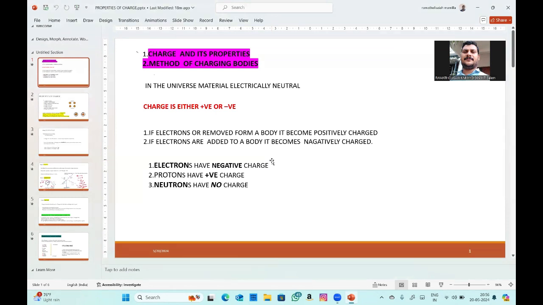So generally, all materials are electrically neutral because every atom consists of an equal number of positive protons and an equal number of electrons, equal numbers of charges. So it is electrically neutral. So charge is either positive or negative only.